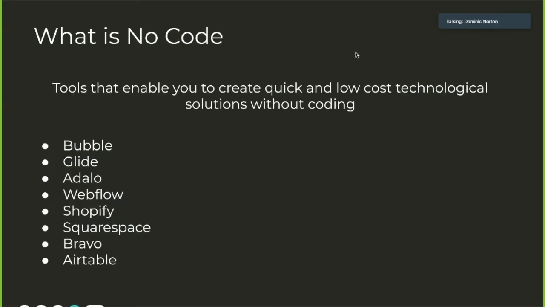What is no code? No code tools enable you to create quick and low cost tech solutions without coding. Some no code tools you may or may not recognize the names of are Bubble, Glide, Adalo, Webflow. You might know Shopify, Squarespace, Bravo, and Airtable. These are just some of the most popular names, but you probably have over 100 no code tools where you can create native applications, websites, voice applications, all without coding.